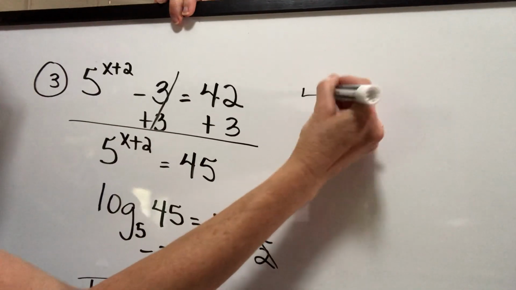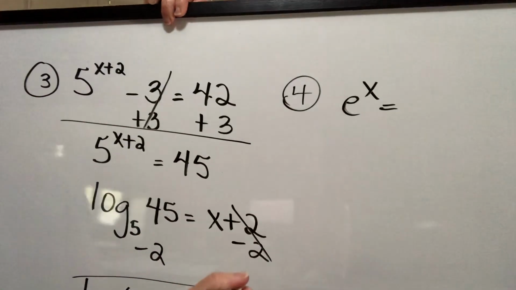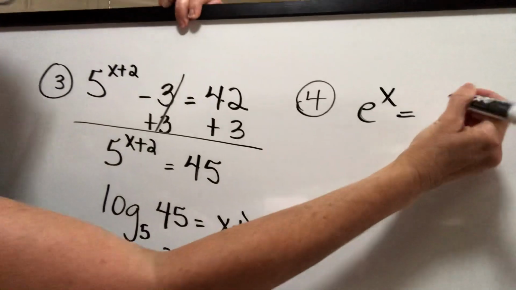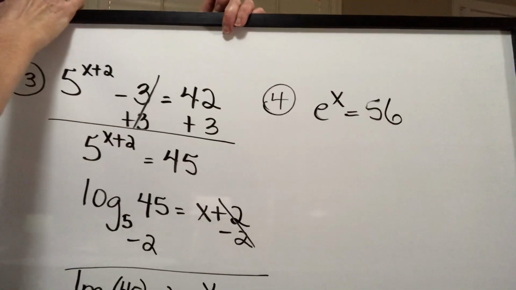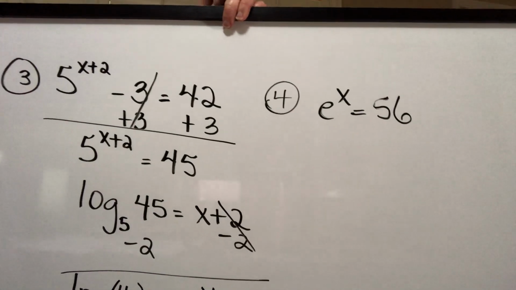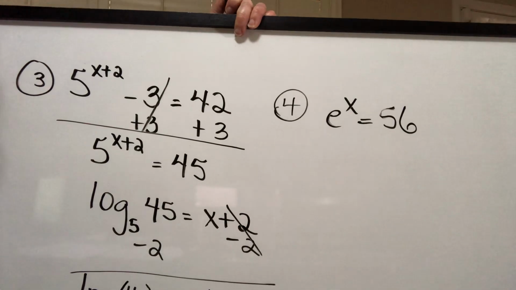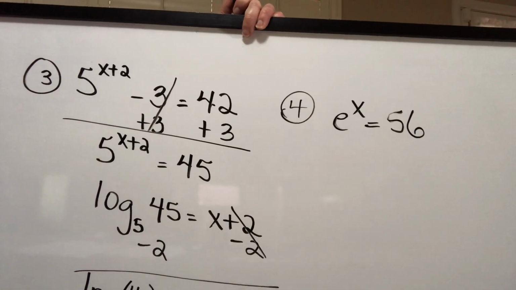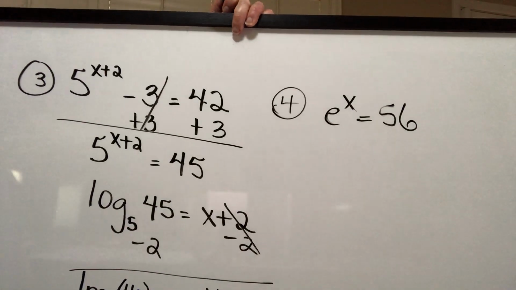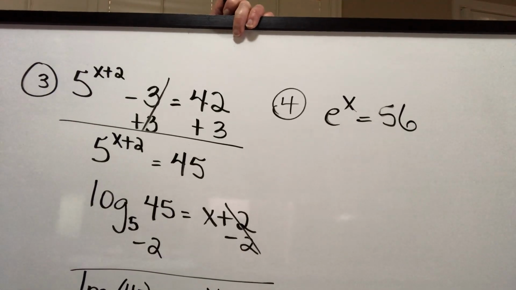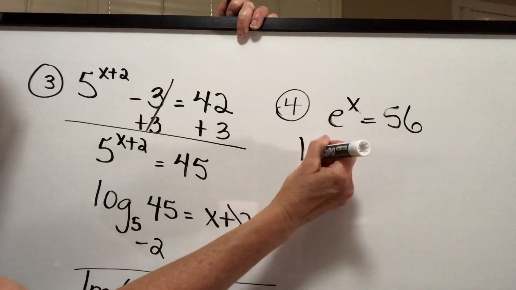Okay, so number 4, we have e raised to the x power is 56. So remember, e is actually a number. It's approximately equal to 2.71828 and so on. It's called the Euler number or the natural base e. So whenever you have an exponential equation, remember the x is part of the exponent, you solve it using a log, but because the base is an e, you would use a natural log. So that is abbreviated ln.